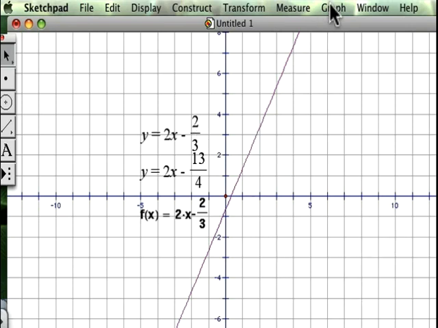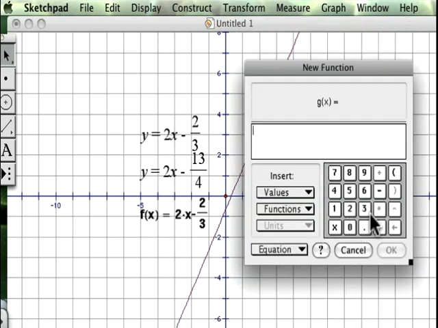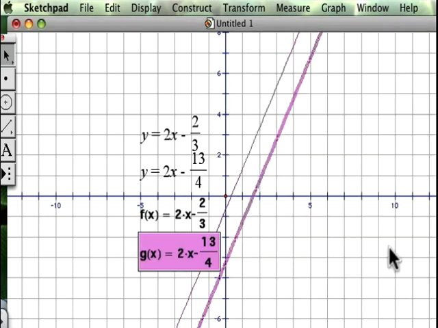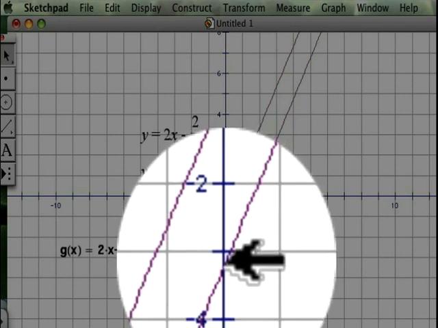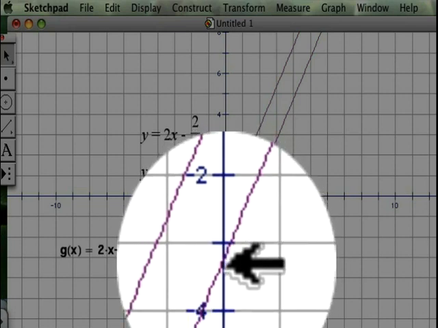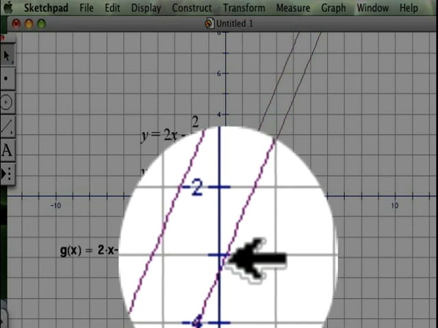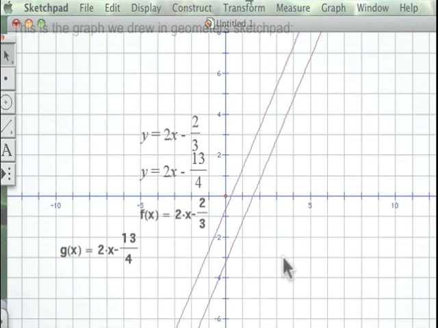So the next function we're going to plot is 2 times x minus 13 divided by 4. And remember, we said that negative 13 over 4 was the same as negative 3 1/4. And so when we plot this, I'll just move this out of the way. You can see here is negative 3, and so the line crosses at negative 3 1/4. So we're 1/4 of the way between negative 3 and negative 4.